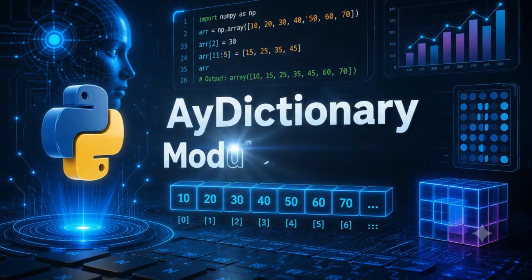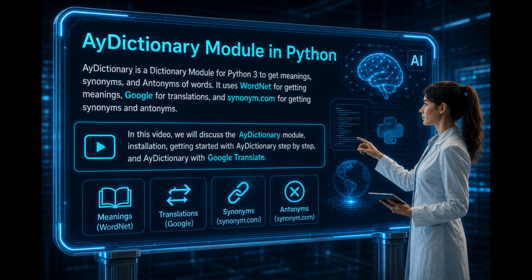Let's create something amazing. AyDictionary module in Python. AyDictionary is a dictionary module for Python 3 to get meanings, synonyms, and antonyms of words. It uses WordNet for getting meanings, Google for translations, and synonym.com for getting synonyms and antonyms.